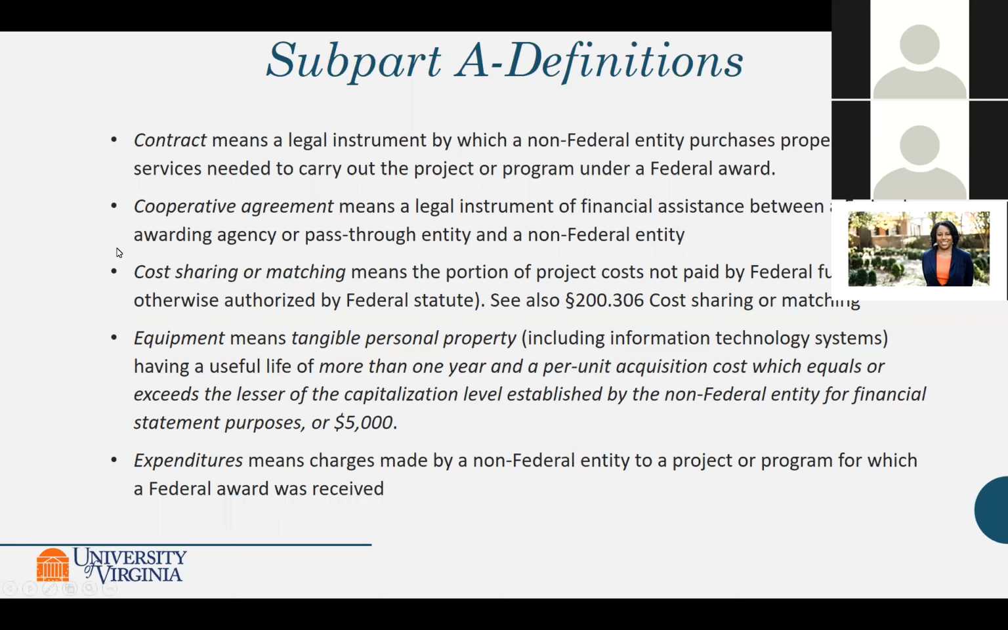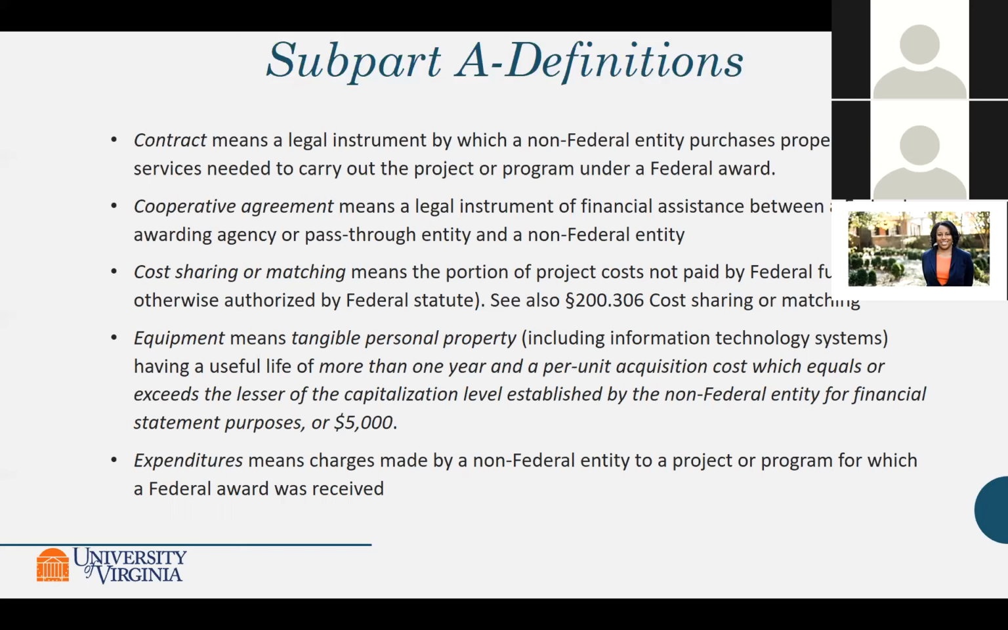So contracts, so you remember back early on when we were talking about grants, cooperative agreements, and contracts, these things are actually defined in the uniform guidance. And so, as I said, in the federal sphere, we're talking about federal dollars. When we say grant or contract, those are not interchangeable terms. They have very different connotations. So a contract is a legal instrument by which a non-federal entity, so that would be, say, UVA, purchases property or services to carry out the project or program under a federal award. So that would be, we have an award, we have objectives, we're going to procure something to help us do what we said we were going to do.